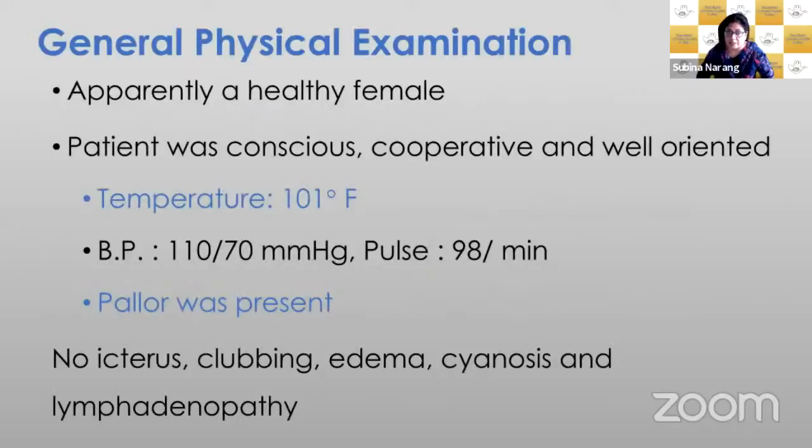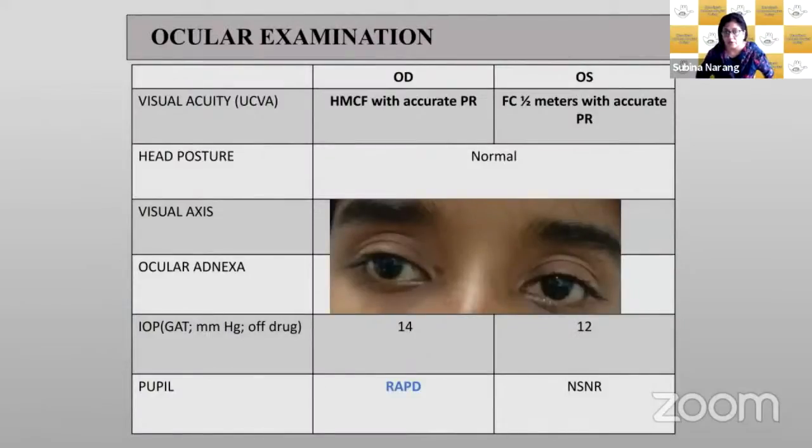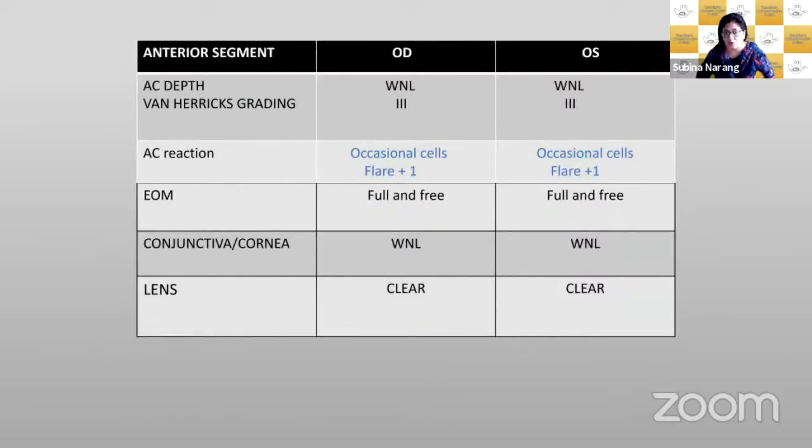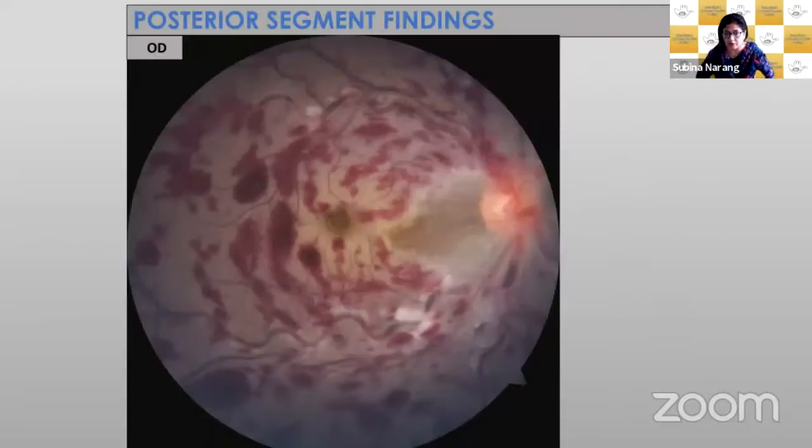On examination, she was a healthy female. Her temperature was high, so she was febrile when she walked in, and pallor was present. Otherwise, she was looking normal. The visual acuity was hand motions close to face in the right eye and counting fingers at half meter in the left eye. She had relative afferent pupillary defect in the right eye. Slit lamp biomicroscopy showed cellular reaction in both her eyes. Otherwise, external ocular movements were full and conjunctiva and cornea were normal.